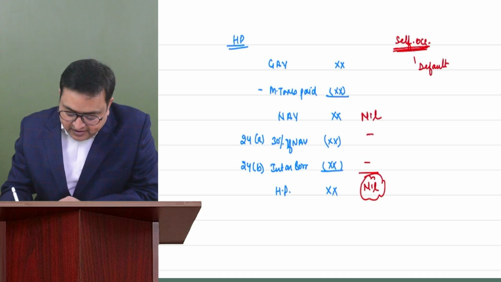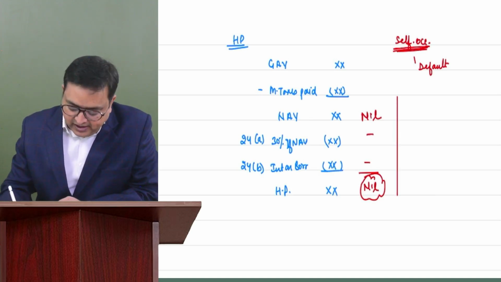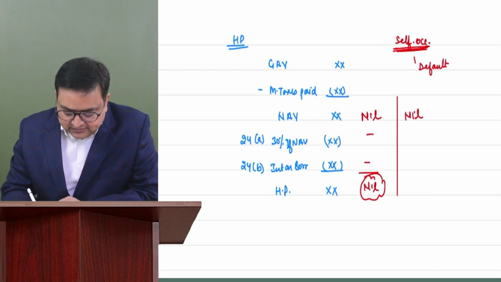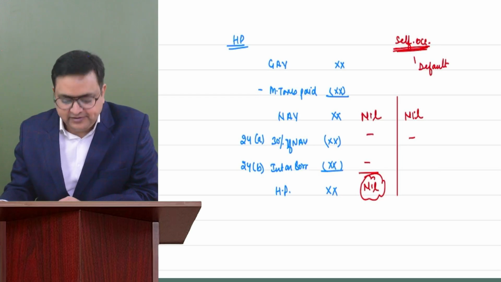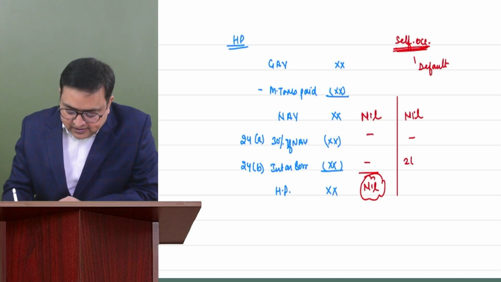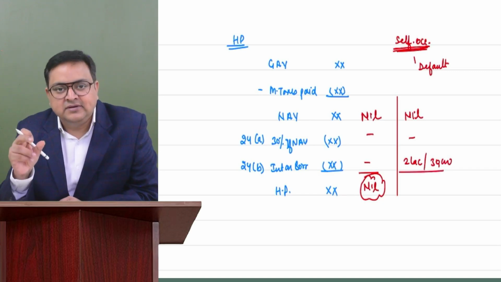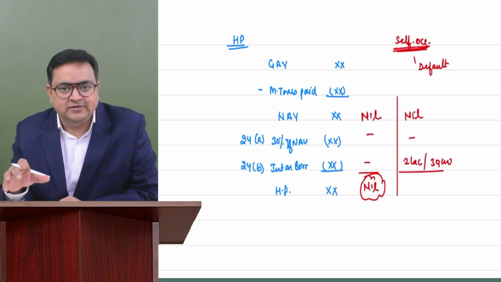Understood? But if it is an optional regime, NAV of self-occupied would be nil. 24A standard deduction, 30% of NAV, would be 0. Nil into 30% would be 0. 24B is maximum 2 lakh or 30,000 as the case may be. So this is the deduction which you can get. So the interest is limited up to 2 lakh rupees or 30,000 rupees.